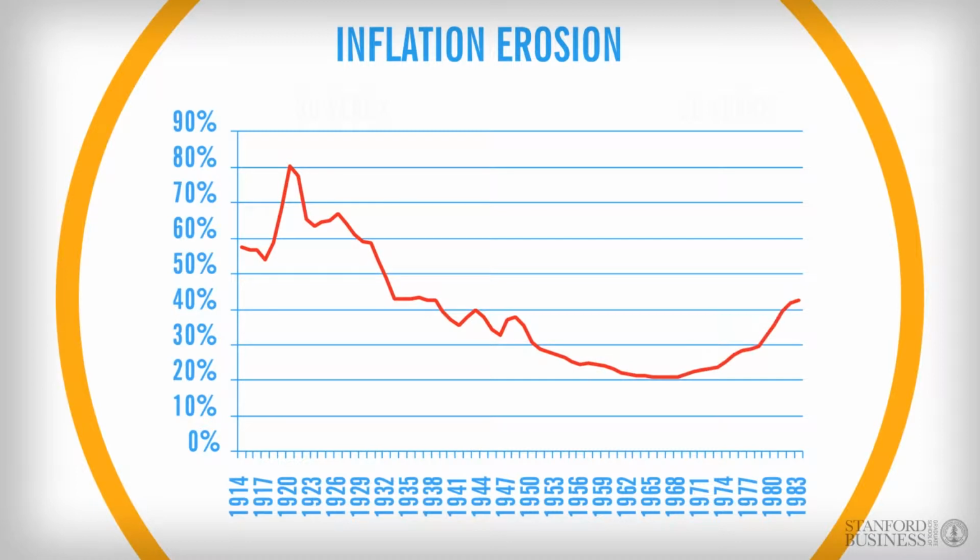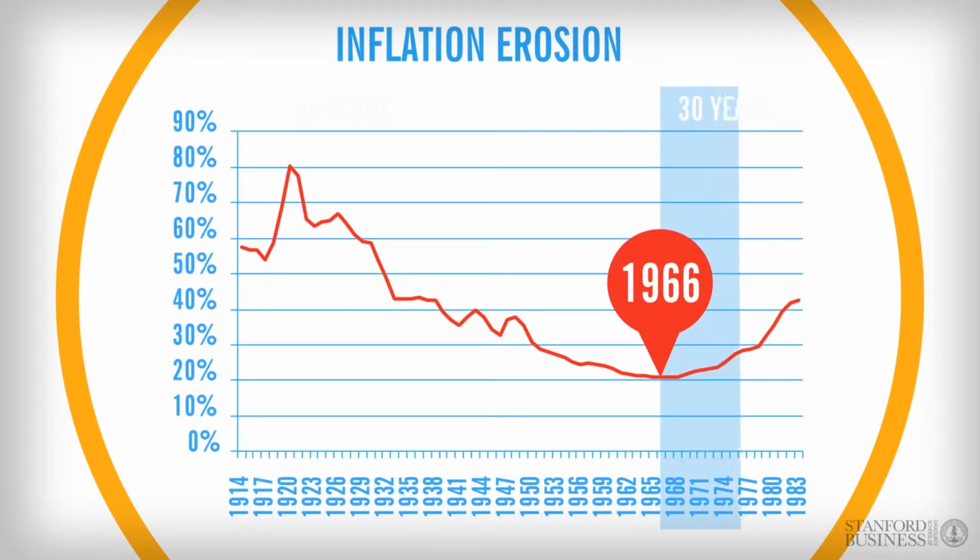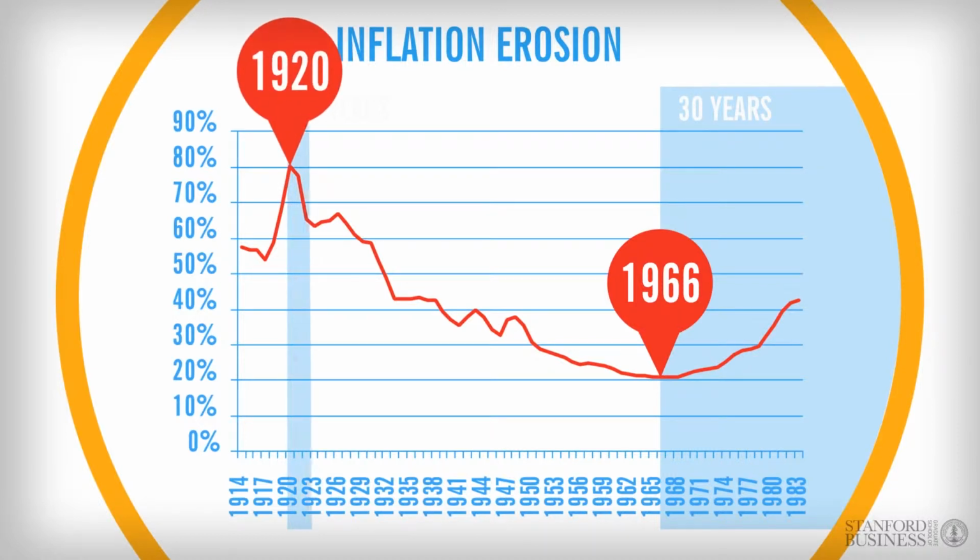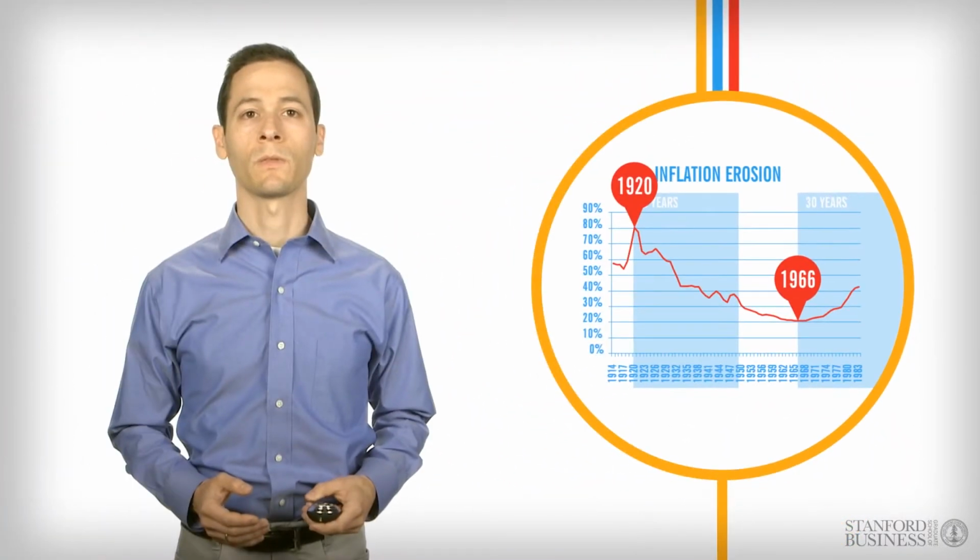So as a bond investor, you might get lucky and experience the 30-year period following 1966. That is from 1966 to 1996, when inflation only eroded the value of fixed payments by around 20%. But you might get unlucky and experience a period like 1920 to 1950, where, in addition to many other serious problems in the world, there was lots of inflation, and the spending power of promised nominal dollars declined by 80%.